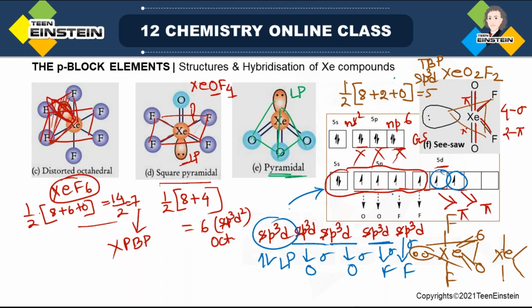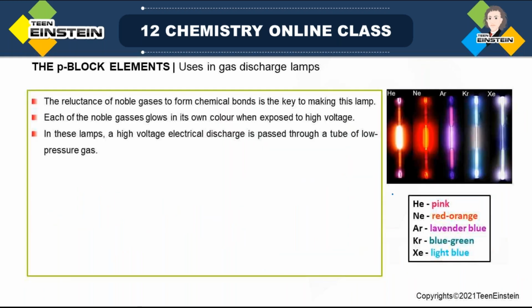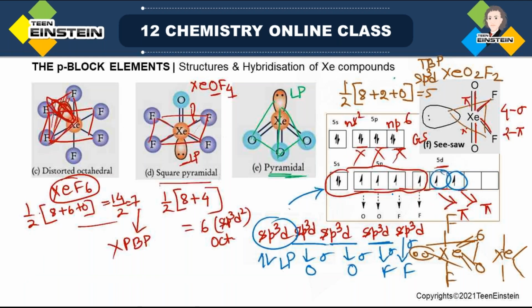Any doubt in this discussion regarding structure and hybridization of xenon compounds? Should I repeat any part? You can also ask regarding all the slides, because this will be the last slide. After that, in the next class, we will discuss the applications of noble gases. So if there is no doubt, we will end the session here. Thank you for listening.